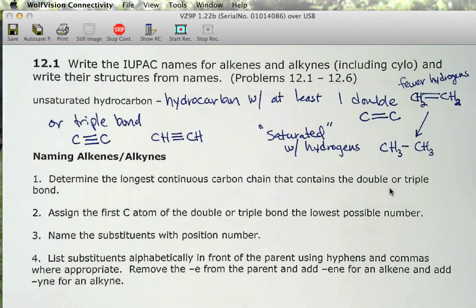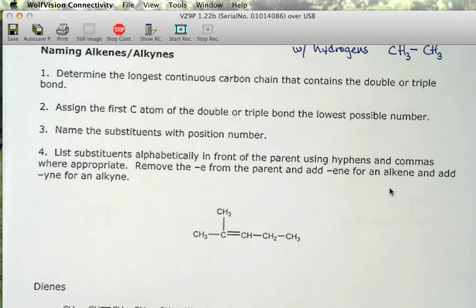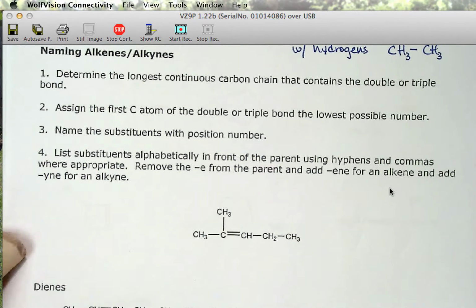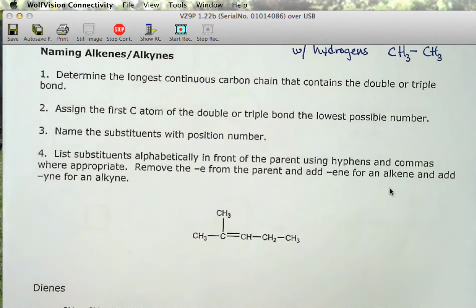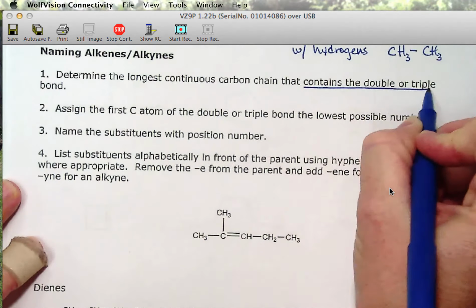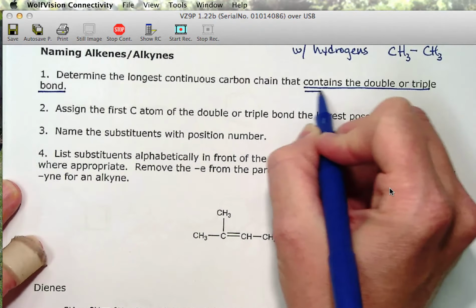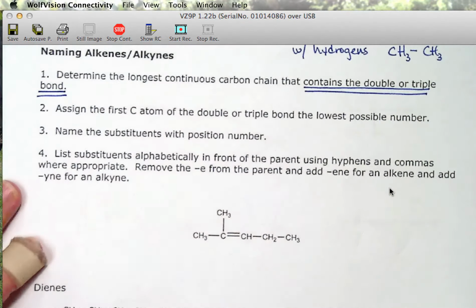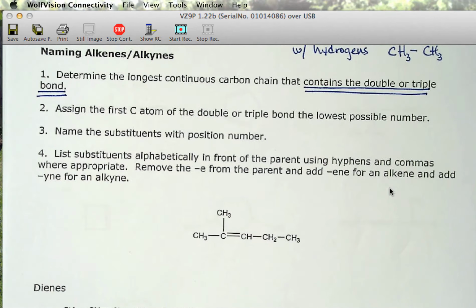Now, naming alkenes and alkynes. You go about it the same way that you did for alkanes. You're going to determine the longest continuous carbon chain. The only difference is now your parent has to contain the double or triple bond. So I always think of this, when you become a parent, you gain a lot more responsibility. And if there is a double or triple bond present in a molecule, that parent is responsible for it.